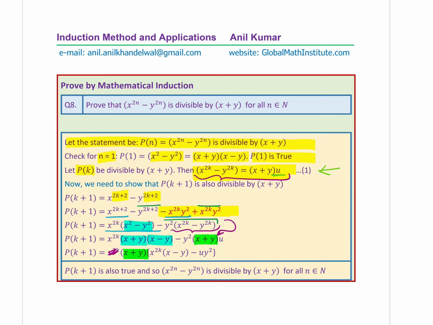Now, you can clearly see that x plus y is a factor, and it works for Pk plus 1 also. Therefore, once we show that it works for Pk plus 1 also, we have shown that the statement is true for all natural numbers, and that is how we are going to do it.